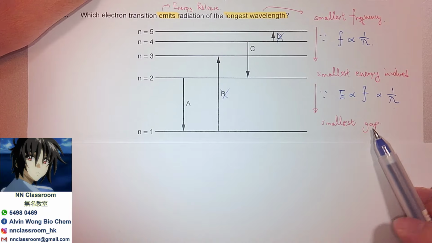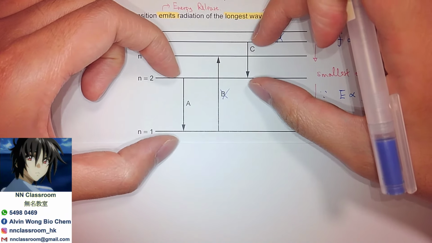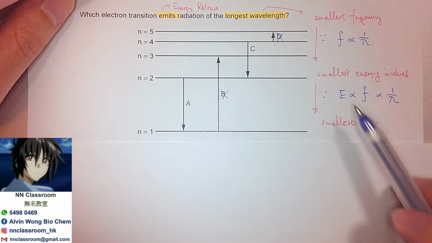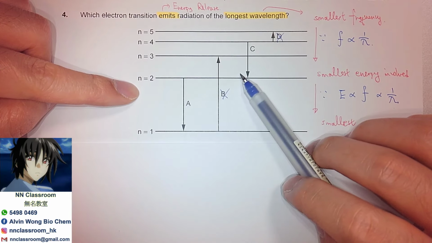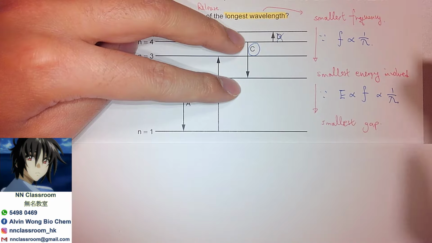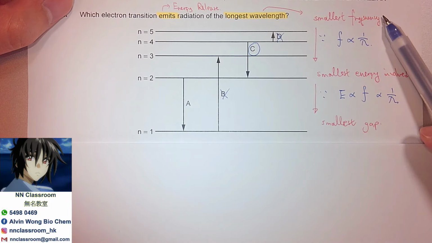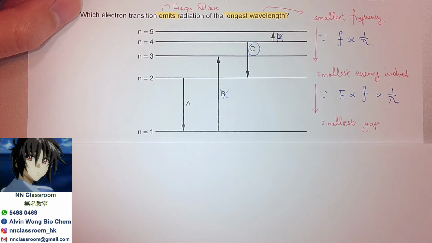So which means the difference between the two energy, or the so-called energy gap, should be the smallest in order to create the longest wavelength. So in this case, if you just use your eye to look at it, you will realize that C is the better choice because the gap is relatively smaller. So that's why fulfilling the second condition plus the first condition, so that is energy releasing. So that's why obviously the answer is going to be C.